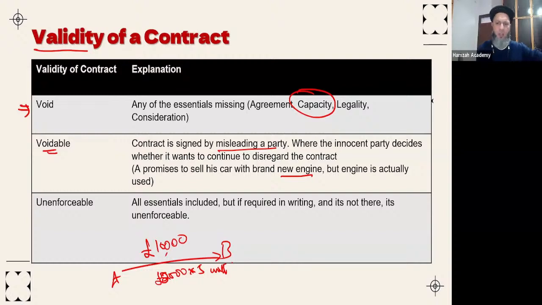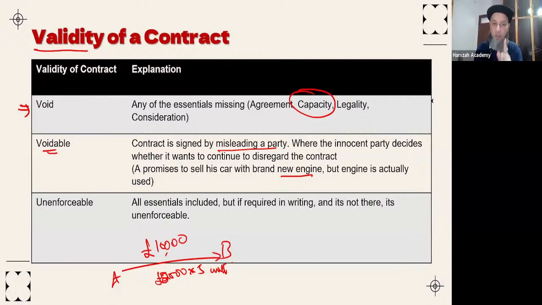In the third month, after the payment of the third installment, Mr. B comes to know that the car engine was not actually new. He was suspecting something. He went to a mechanic and he came to know that he was being misled. Now, it is up to Mr. B whether he wants to continue the contract or he wants to cancel out the contract. This is called voidable. What happens to the money, we'll discuss later on.